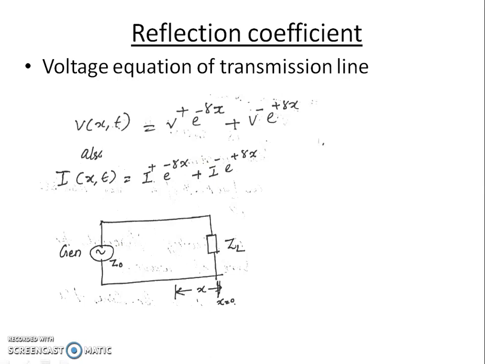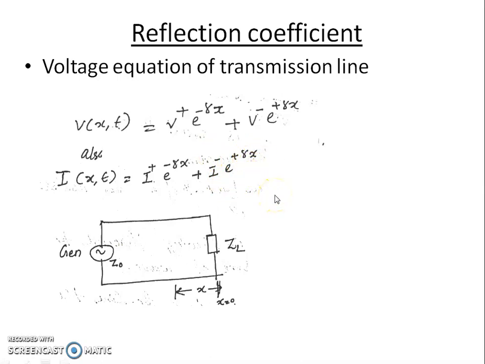So we know the voltage equation of a transmission line, that is V of x is equal to V plus e raised to minus gamma x plus V minus e raised to plus gamma x. The equation for the current can be written in a similar way: I of x is equal to I plus e raised to minus gamma x plus I minus e raised to plus gamma x.